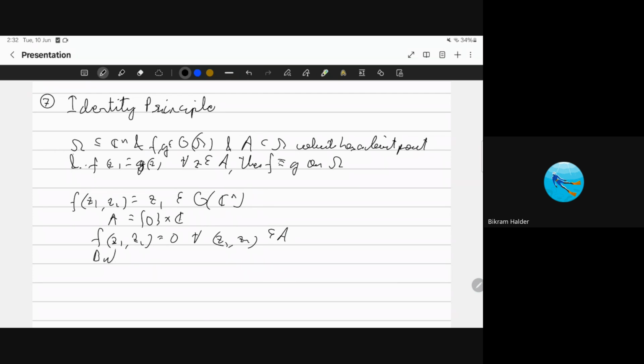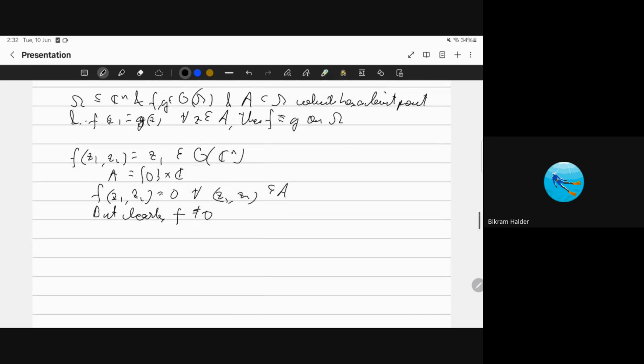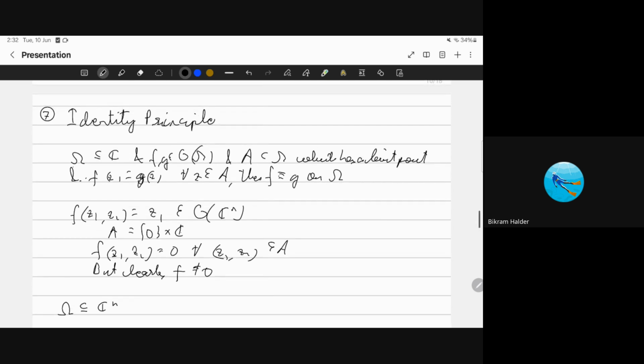But clearly f is not identically 0, right? So there is something slightly different going on here. Having a limit point in A is not sufficient, but there is a slightly stronger version, or weaker, however you like to think of it. So this should be just C, this was only for C.